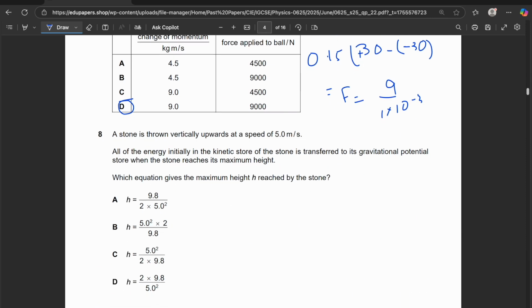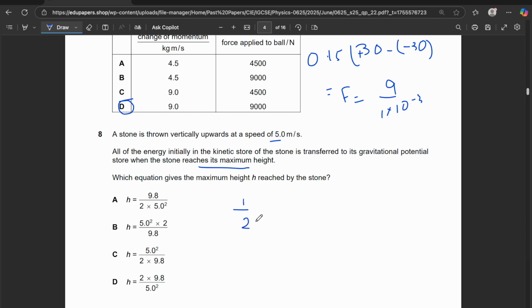8. A stone is thrown vertically upwards at a speed of 5.0 meters per second. All of the energy initially in the kinetic store of the stone is transferred to its gravitational potential store when the stone reaches its maximum height. Which equation gives the maximum height reached by the stone?